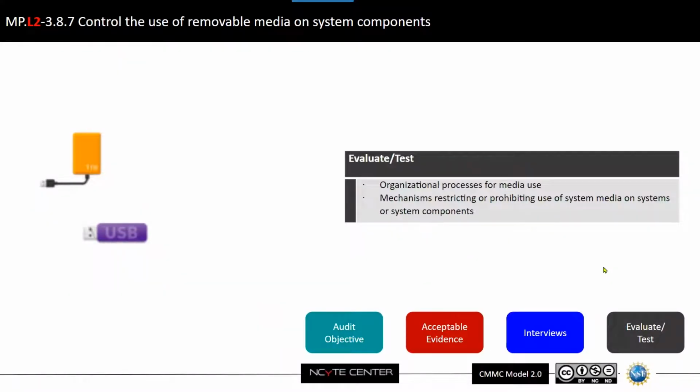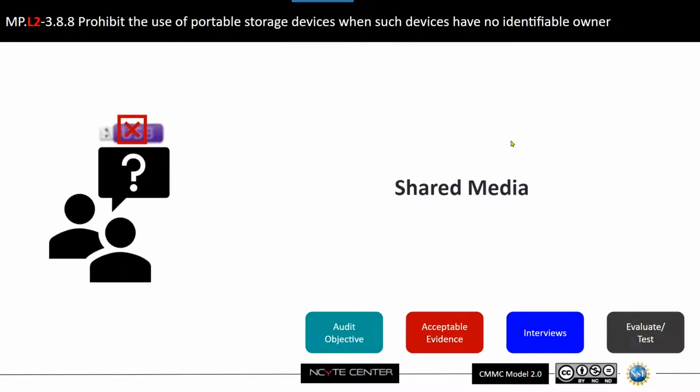So how can you test? Well, number one, you can check the documentation. The other thing, you can take a sample machine and try to plug a USB drive into it and see what happens. Does it work? So it's pretty easy to test if the mechanisms are in place or effective or not. All right. So what about shared media?